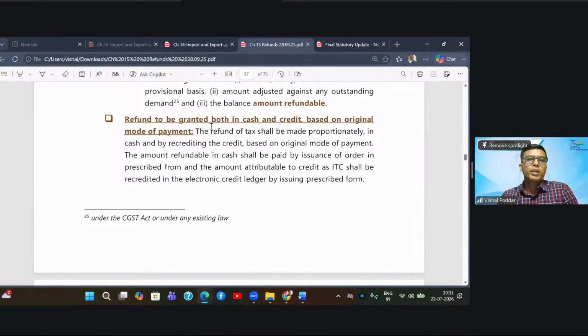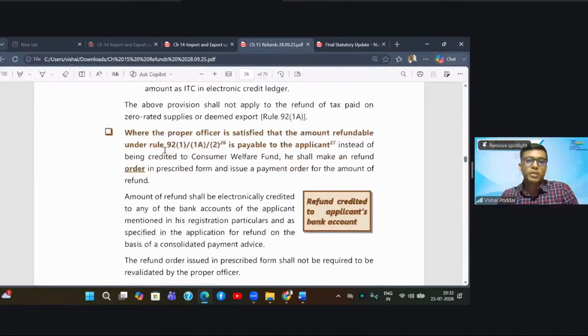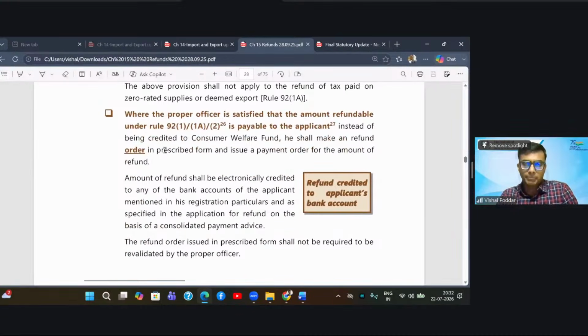Now, refund is to be granted both in cash and credit based on the original mode of payment. Now, this is very important. Wherever you have originally paid the tax using cash ledger, and this tax is now eligible for refund, the refund will come back in your cash ledger. That is, it will be paid to you in money form. But where you have originally utilized the tax through your credit ledger and this refund becomes eligible, then that amount will come back to your credit ledger. So depending upon the mode of original payment, the refund of that tax paid will be granted.